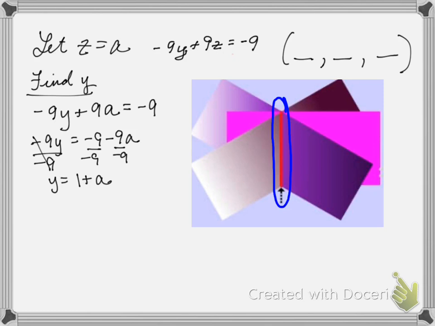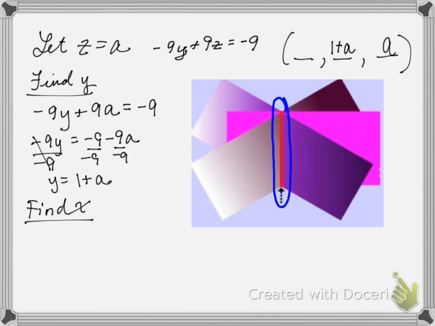What we've done here is we've said the way that we're going to express these x, y, z coordinates is by letting z equal a. So I've got the z coordinate, and then I found y. I said y is equal to 1 plus a. So I've got the y coordinate. Now I'm going to find x.